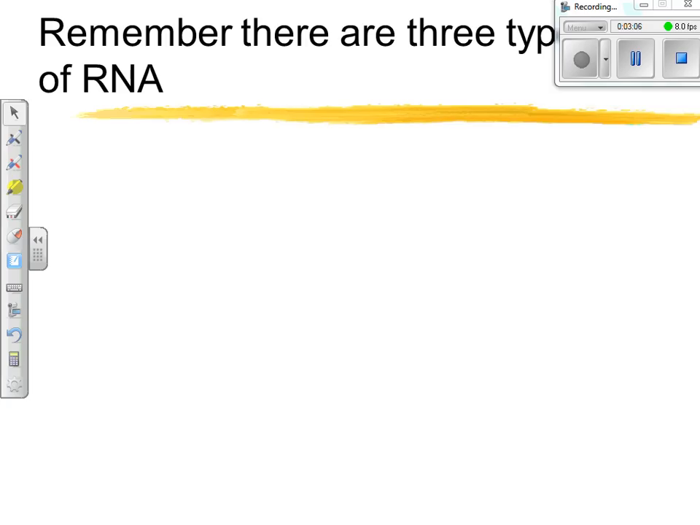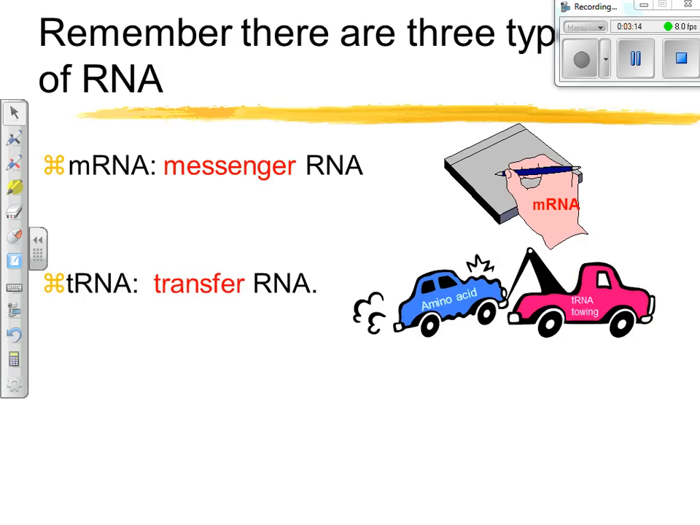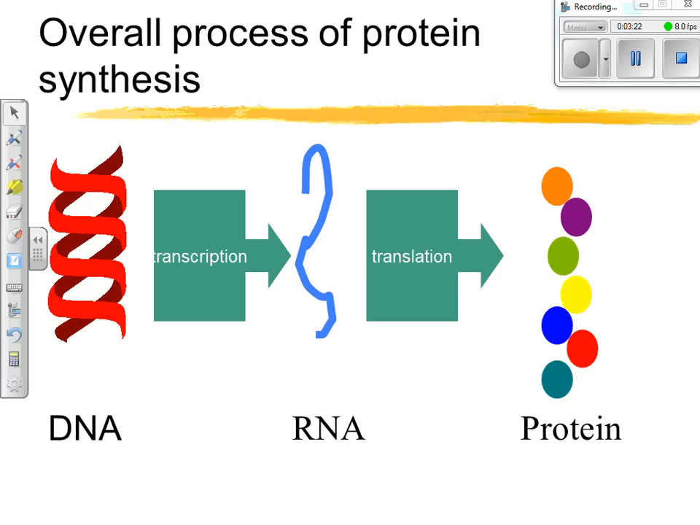Now, there's 3 types of RNA that we're going to be talking about in this protein synthesis. There's messenger RNA, transfer RNA, and we really don't talk much at this level about ribosomal or rRNA. Okay, so the overall process, we're going to right now just go through a real quick overview of the process of making proteins. But basically, there's 2 steps.